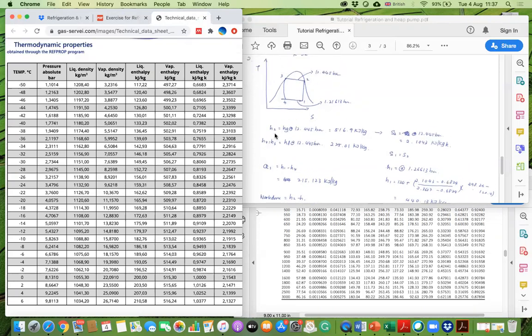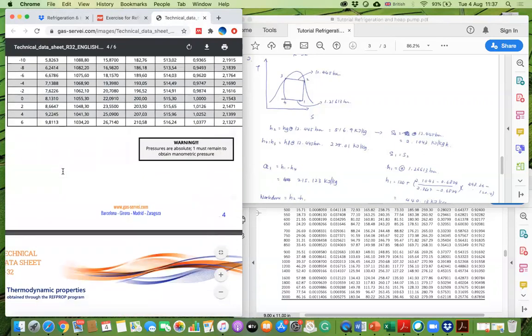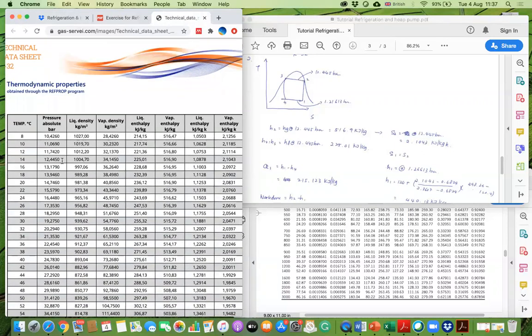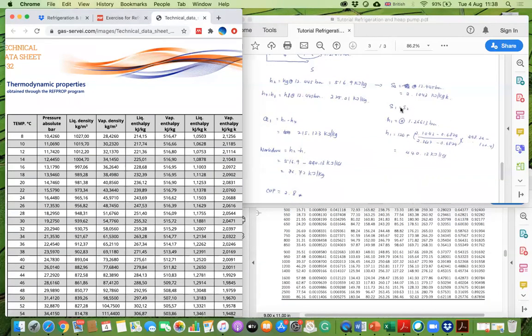We know that the H2 is Hg. So this is what I have here, 12.445. 12.445 is here. You have to be aware of this. At this point it is vapor, so 12.445 is the vapor, so it should be 516.9. All right, and we know that S1 equals S2. So I can use my S2 to get my S1. Does that make sense?